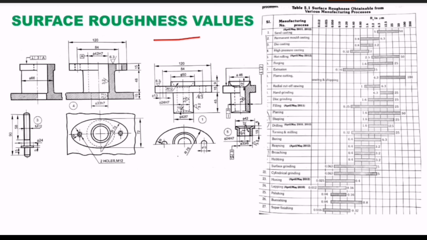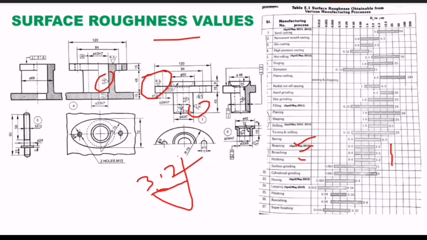Next is surface roughness values. This table illustrates different number of surface roughness values. In the table we can see this symbol, this surface roughness symbol. Above the symbol we can see different numbers like 3.2 or 6.3 or 12.5. Those all the numbers are nothing but surface roughness values. For example, reaming, broaching, hobbing, they'll have like 0.4 to 3.2. If you go for drilling operation, you have 1.6 to 12.5. For example, if you have die casting, it is 3.2. For example, honing, it is 0.025 to 0.4.